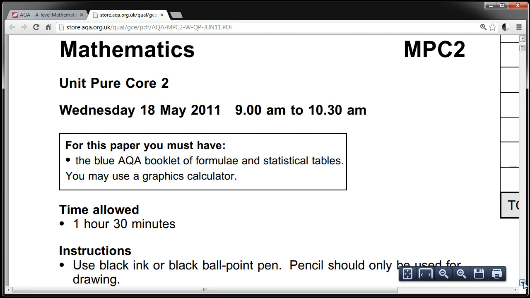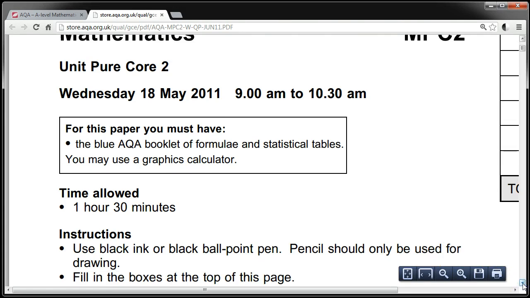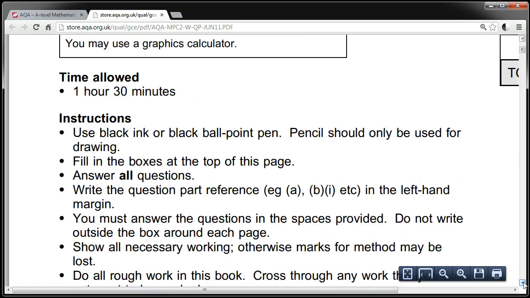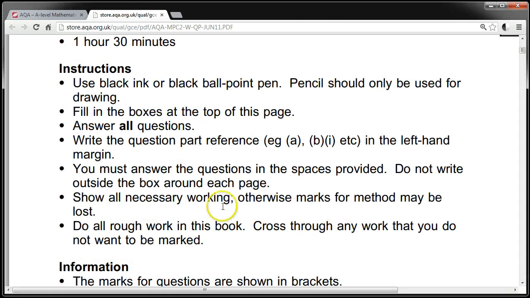We get a booklet. This exam paper, there's plenty of room in it. We also get formula and statistical tables, and we can use a graphics calculator. We need to use a black ink or black ballpoint pen, and we can use pencils but only for drawing things. Complete the box at the top of the section, show your working, answer in the spaces provided. Write the question part reference in the left hand margin, and do all the rough work in this book as well. Cross through any work that you do not want to be marked.